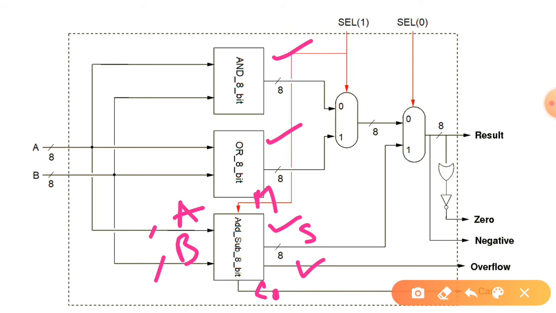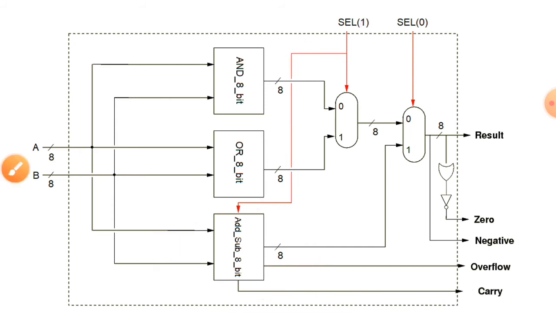As you can see in this particular internal diagram of the ALU, this M input signal is connected to the select 1. So the MSB of the select signal is directly connected to this M input. So you can understand, if select 1 is 1, then subtraction will be performed. If it is 0, then addition will be performed. Let us understand the other units also.